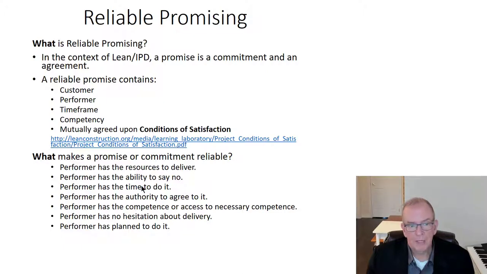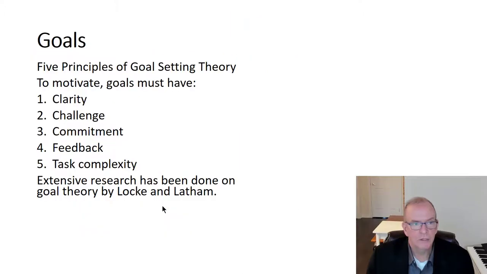And so they have to be able to have the time to do it, the authority to agree to it. So these are all kind of filtering into each other, right? Competence, or access to necessary competence to be able to perform it at the level that's expected, right? So you want their buy-in to it. You want to make sure that they bought into it and that they've had time to plan to do it.